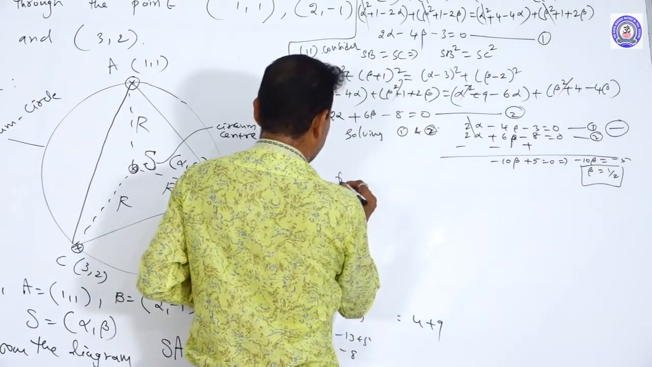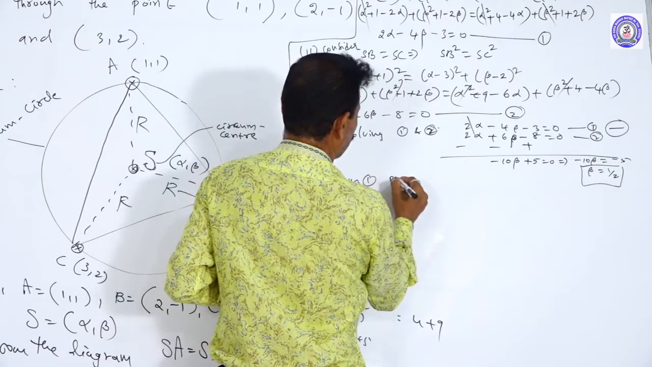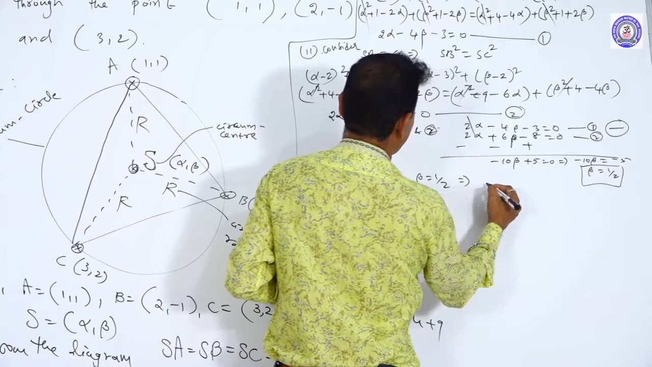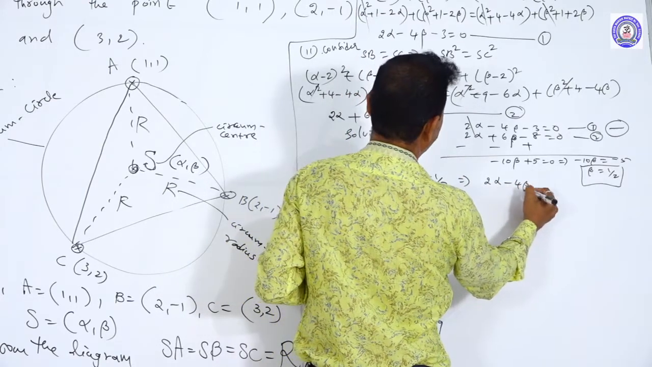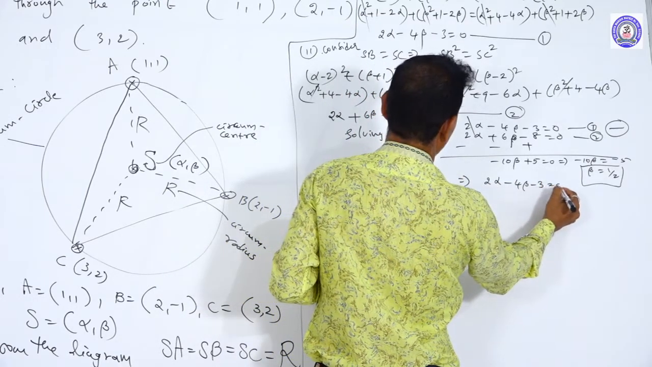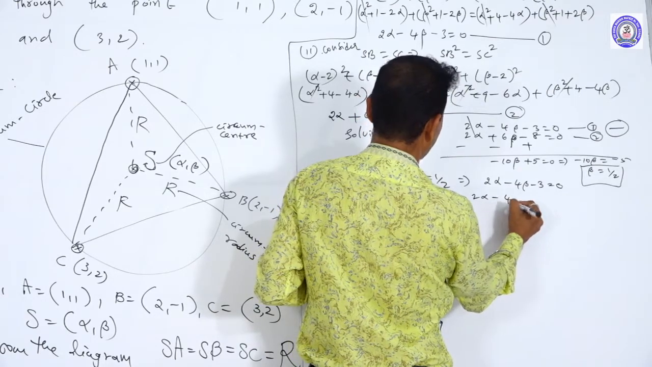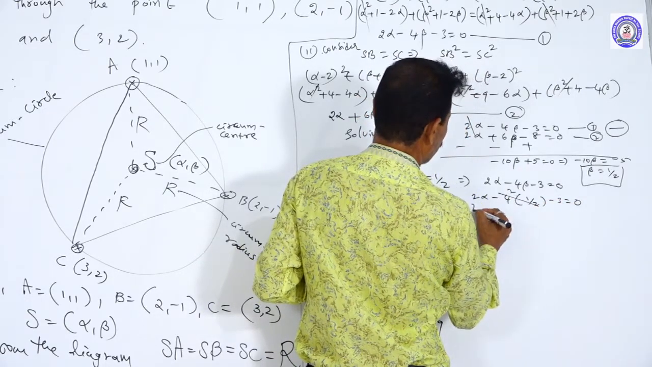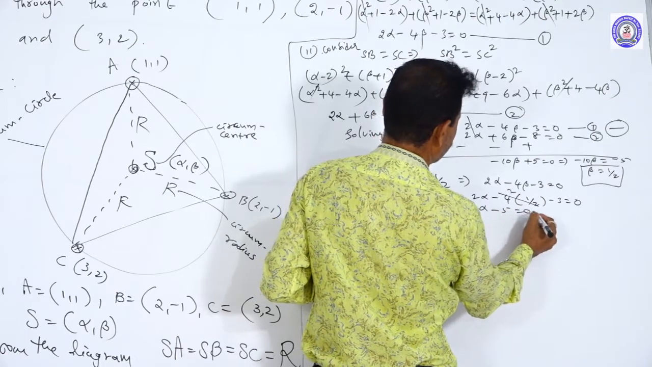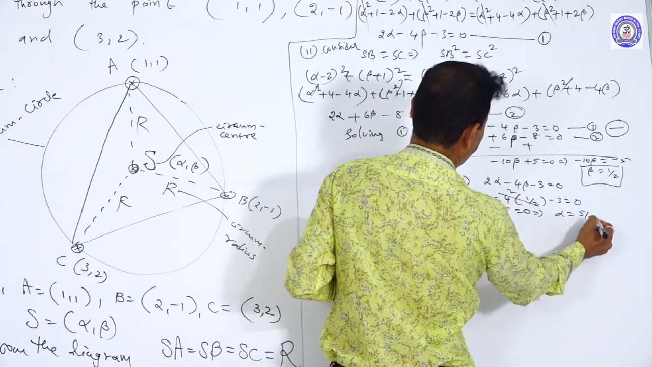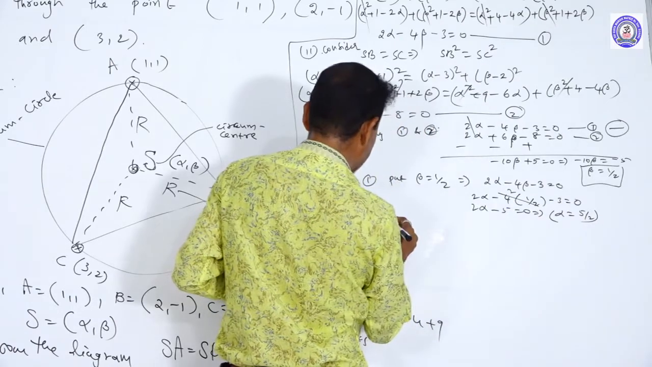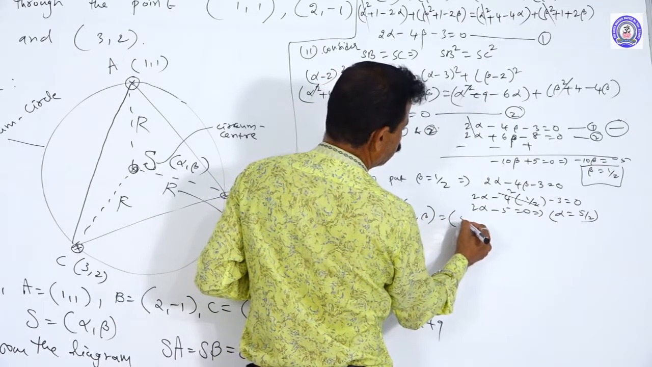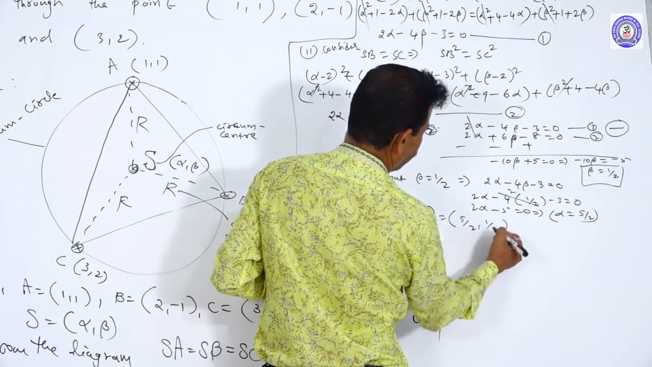Next, from 1, put beta is equal to 1 by 2. This implies from 1, 2 alpha minus 4 beta minus 3 is equal to 0. 2 alpha minus 4 into 1 by 2 minus 3 is equal to 0. 2 2's are 4, so 2 alpha minus 5 is equal to 0. Alpha is equal to 5 by 2. So center is equal to (alpha, beta): alpha is 5 by 2, beta is 1 by 2.